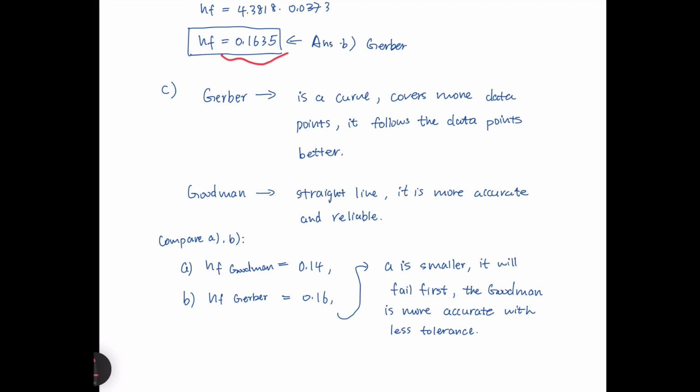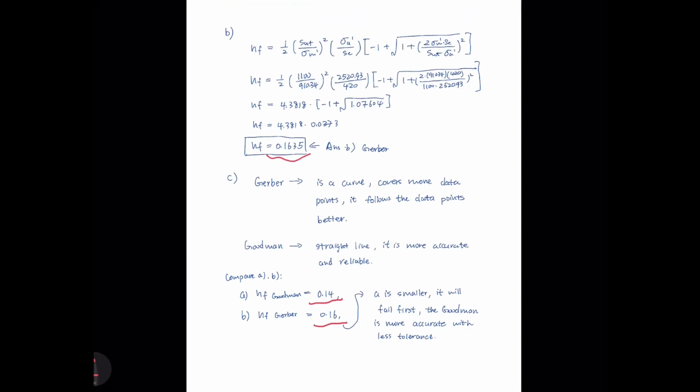And when we connect the answers in A and B, it makes sense, because for A, our number is 0.14, and for B, which is the Gerber one, is 0.16. So you find that the number of the Gerber is bigger than the Goodman, because it gives more room. There's more tolerance in that. So even though both of them will fail, the Goodman will fail first because the number is smaller.